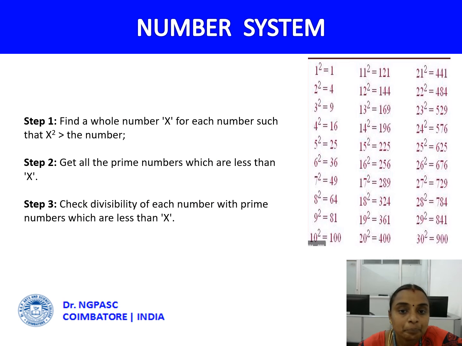See here, for this we have to remember the squares from 1 square to 30 square. Step 1: find the whole number x whose square is just above the given number. Step 2: find the prime numbers which are less than x. Step 3: check whether the number is divisible by those prime numbers or not. So this is the process.